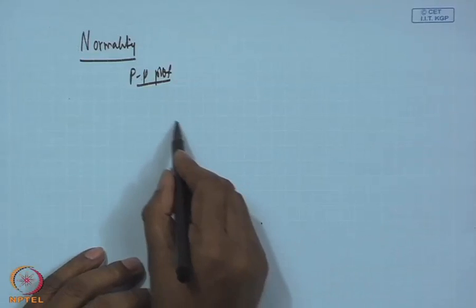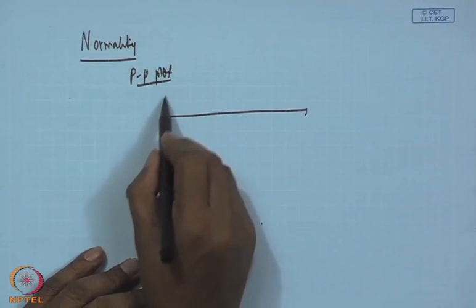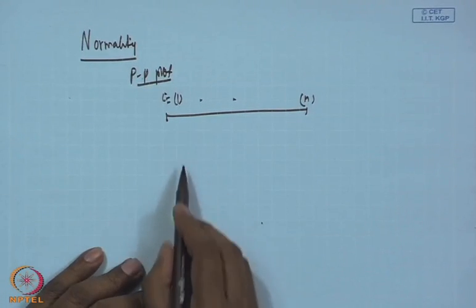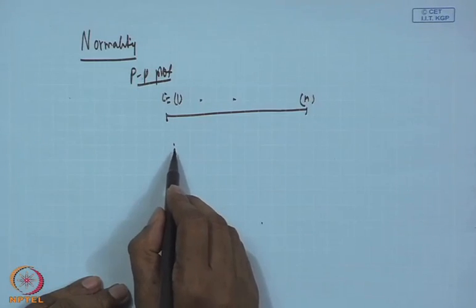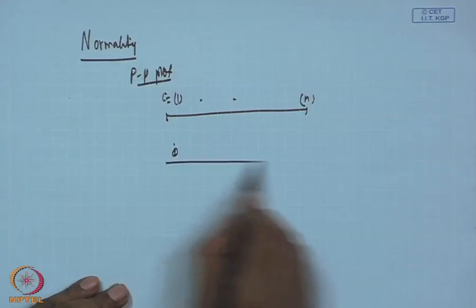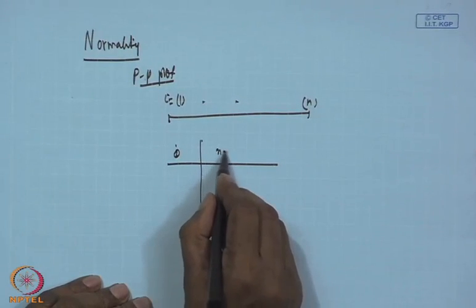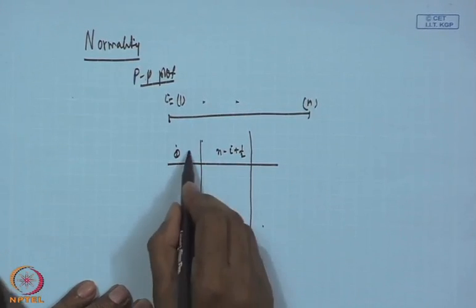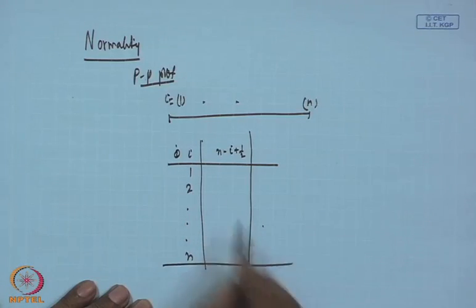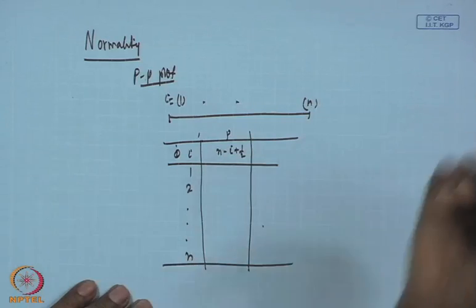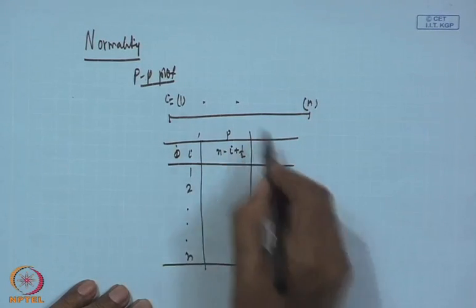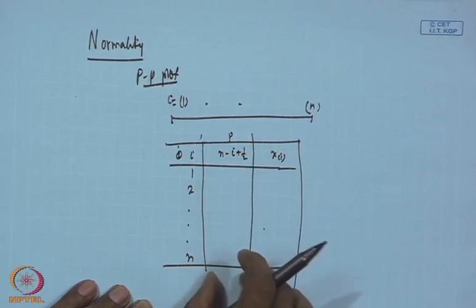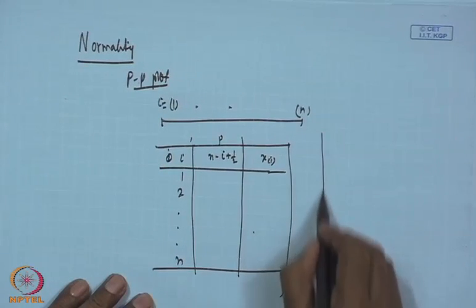First you arrange the values from lowest to highest. Suppose i equal to 1 to n, let them be already ordered. Then what will happen? You will find out the probability, that will be like this: n minus i plus half, i equal to 1 to n, and this is the empirical probability, basically the cumulative probability. Then you already have the x values, the ordered values. So, you plot this with this and you must get a straight line.